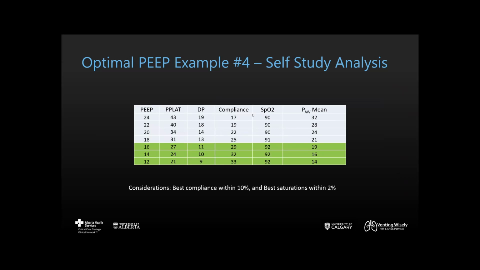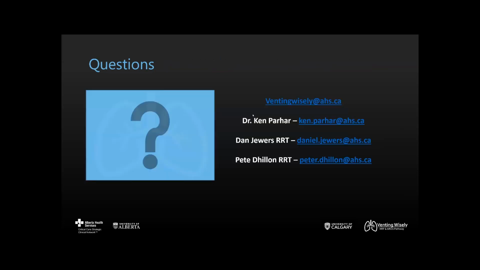Taking the compliance and saturation into consideration, our best SATs within 2% and best compliance within 10%. That gives us a PEEP range of 16 to 12. Based on the numbers here, any PEEP within that range could be considered optimal. I would have chosen a PEEP of 14 as it has the highest saturation and a compliance that is within 10%. That concludes our presentation on a novel approach to determining optimal PEEP.